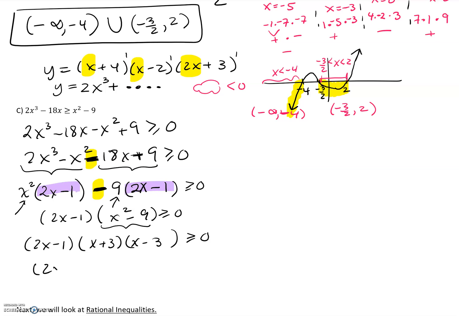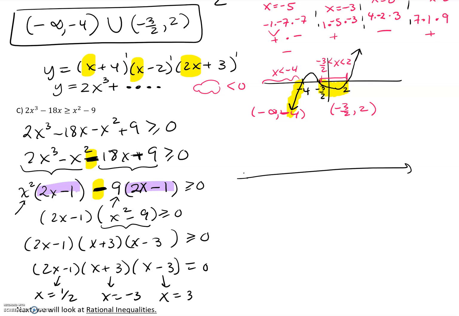That means I'm ready to pop out the critical numbers. If I set this inequality equal to 0, it pops out a half, a negative 3, and a positive 3. So on the real line, I go and I jot down all those critical points. It looks like I have a negative 3, a positive 3, and a 1/2. And that means I have 1, 2, 3, 4 regions to test.